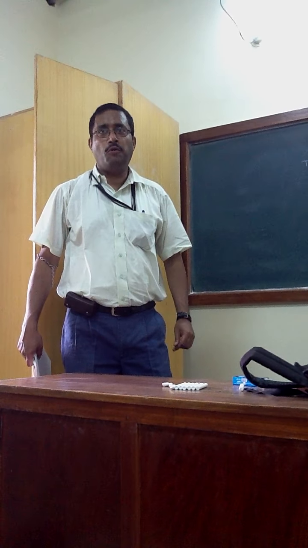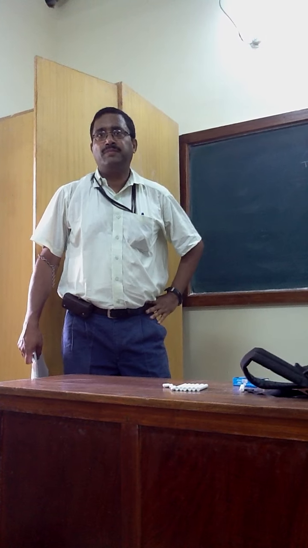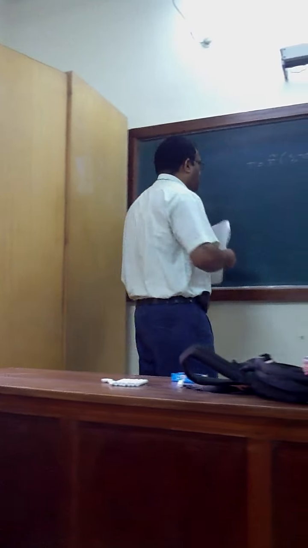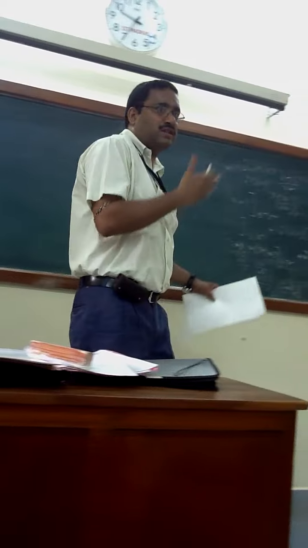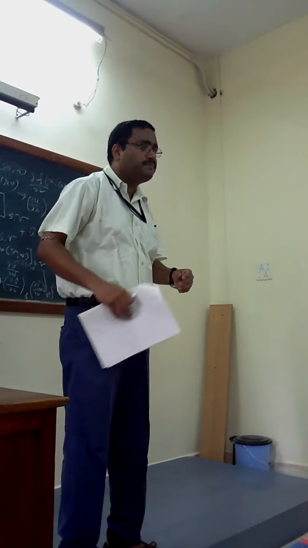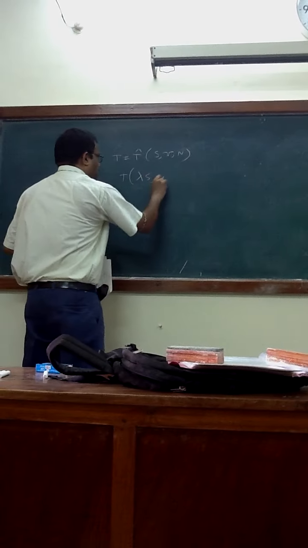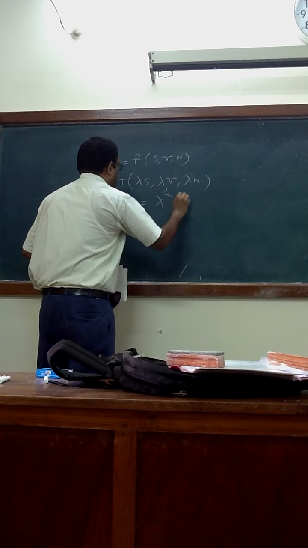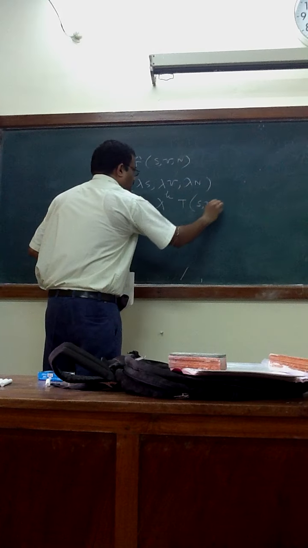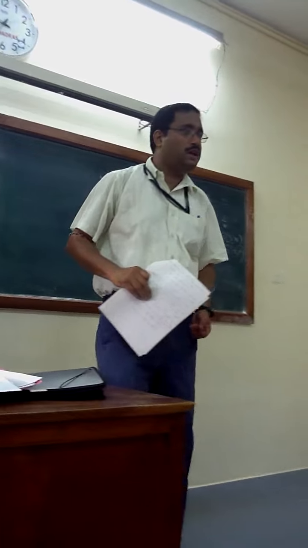How? Yes, proceed. No, what is my rule? Don't say dou. Dou should not come into the picture. What is the definition of a homogeneous function? Do you remember? T of lambda S, lambda V, lambda N should equal lambda to the power k times T of S, V, N. What is this k? 0. Why?